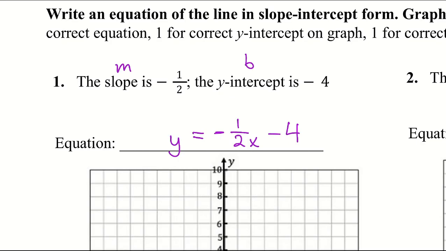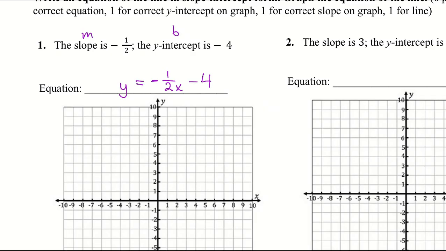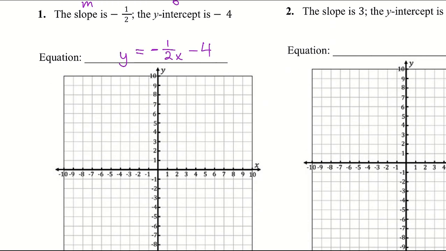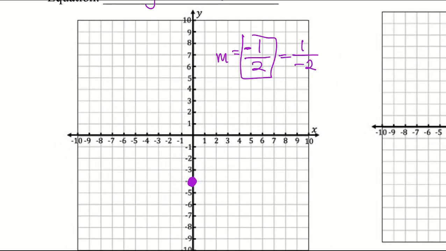When we graph this, we start by graphing our y-intercept on the y-axis, so that's at negative 4. We'll put a dot. For our slope, this is negative 1/2. You could view it as negative 1 over 2, or as positive 1 over negative 2, but only one of them has the negative sign. I'm going to use this one, but both would work. From my y-intercept, I'm going to go down 1 and right 2.